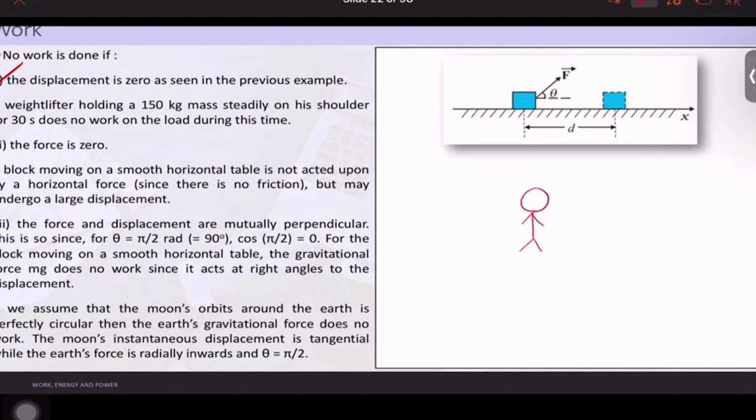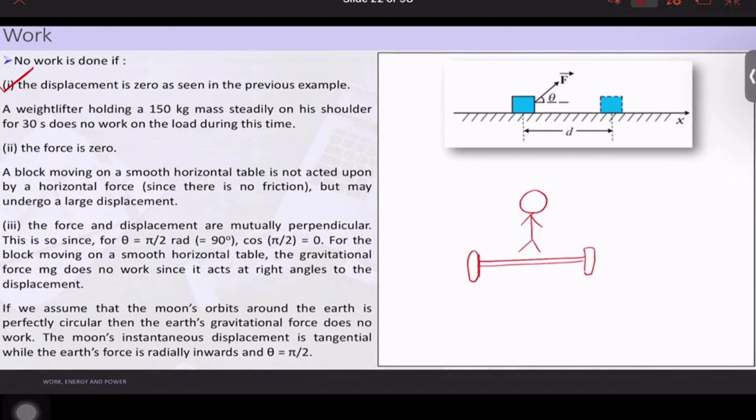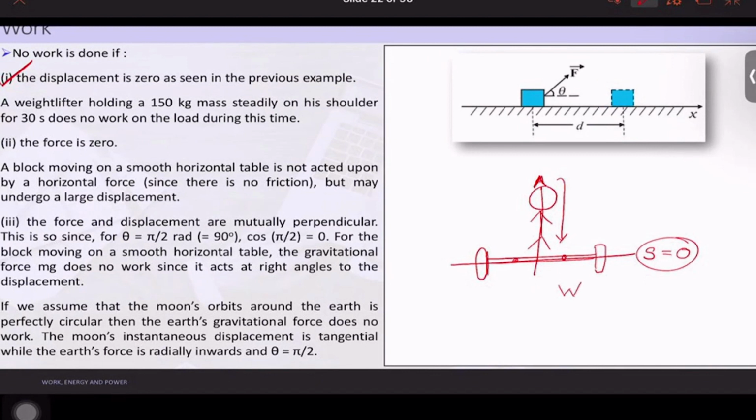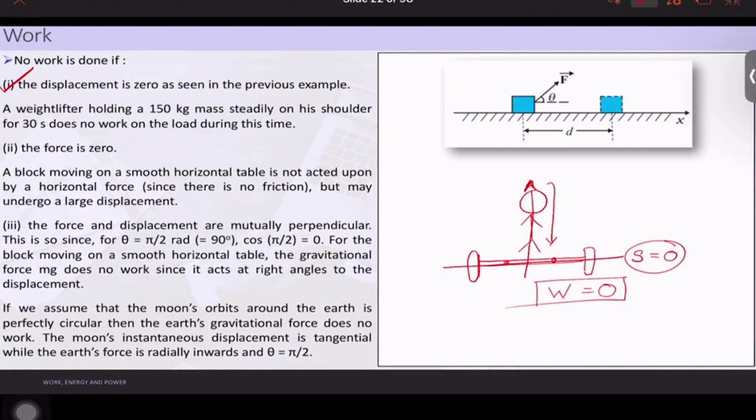there's a weightlifter, and let us suppose these are your barbells being kept here like this. Now what is the basic general agenda of doing weightlifting? Using your hands, you pull this weight in the upward direction, and after a limited amount of time, you again put it downwards. So if you directly look at this location of the barbell or the dumbbells here, you can see that the displacement of this is 0. The displacement is 0 in physics terms. What does it mean? That the work done is 0. That is how you can understand this relation here.